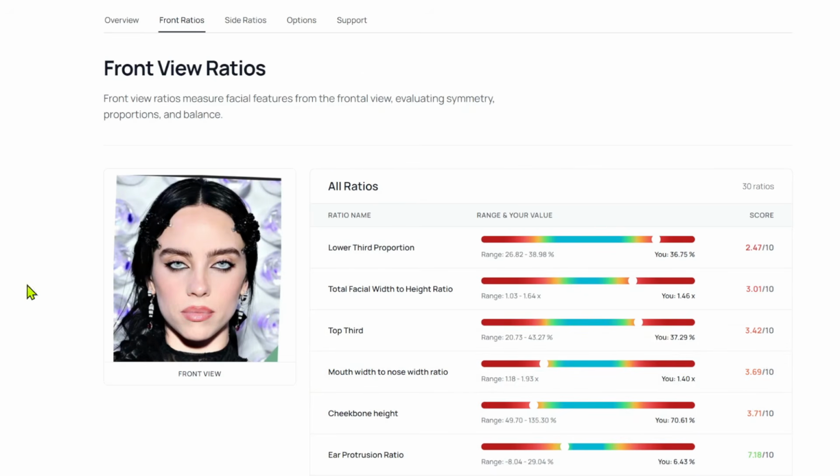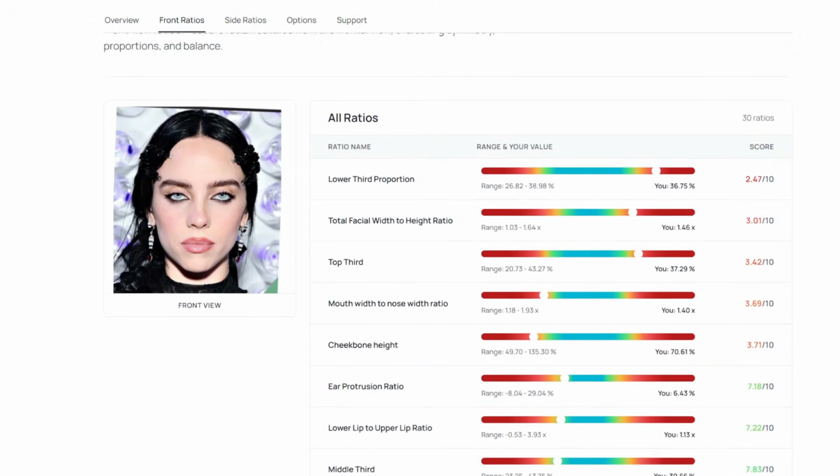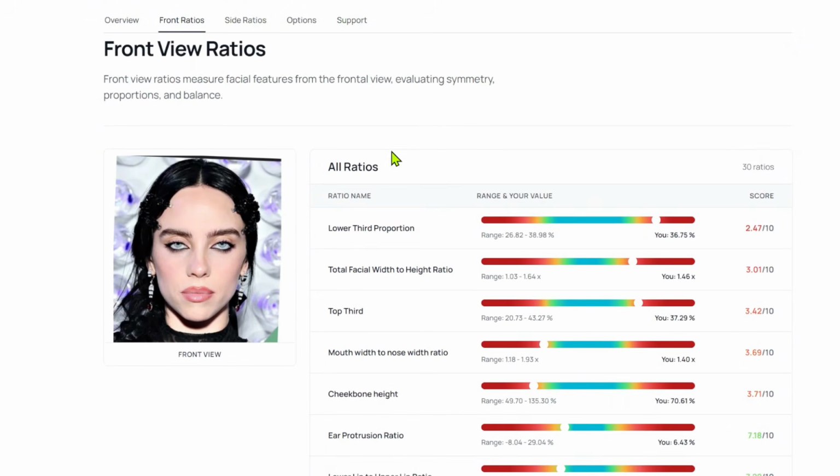So let's start with the front ratios with faceiq Labs, which is the app I'm using to map out her face. It's really the best so far, and it's really been developing well. A lot of new additions every day. So now we have some new additions to the front and side ratios when I was mapping them. And I was surprised by Billie Eilish's score, actually. And I think you will be too.